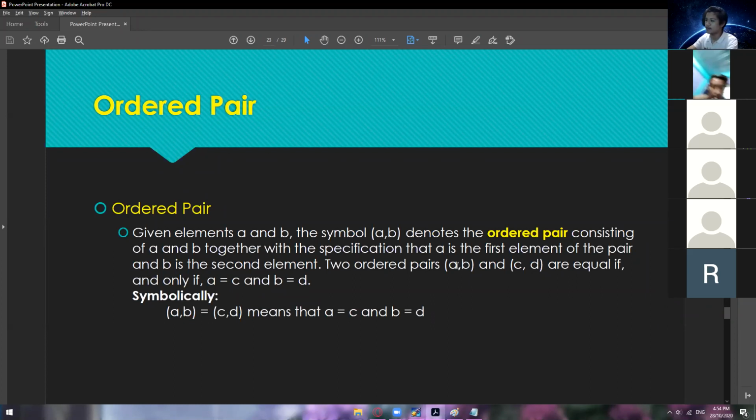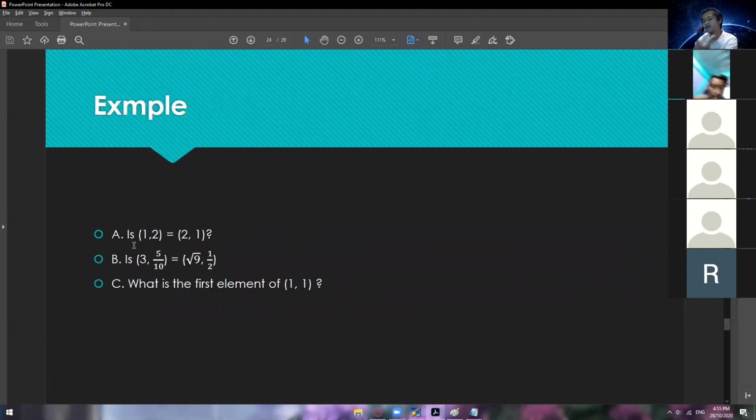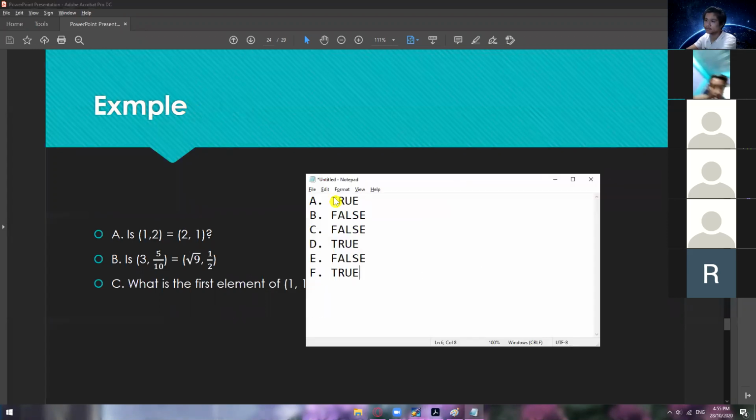Okay, let's say A is equal to C, and then B is equal to D, for us to be able to say that ordered pair (A, B) is equal to ordered pair (C, D). Okay, so (A, B) is equal to (C, D) means that A is equal to C and then B is equal to D. So para mas maintindihan nyo to, I have here an example. So is (1, 2) equal to (2, 1)? Is this true or false?